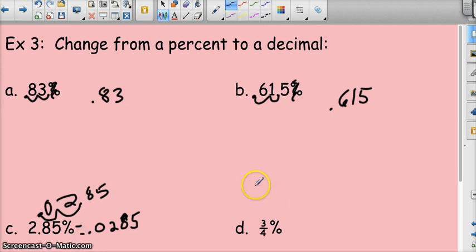Last one, 3/4%. Be careful. You are going to have to divide 3 by 4. 3 divided by 4 is 0.75. Now that's 0.75%. We still need to make the conversion by moving it 2 spaces to the left and inserting 2 zeros. 3/4% as a decimal is the same thing as 0.0075. All our conversions in one. Make sure you got it, guys.